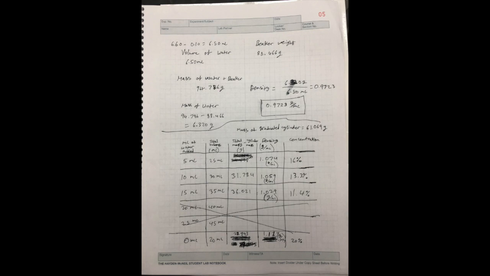We added 5 more milliliters, giving us 10 milliliters of water, 30 milliliters of total volume, giving us a 13.3% concentration and a 1.059 grams over milliliters density. We added 5 more milliliters, giving us 15 milliliters total in water, 35 milliliters total volume, giving us an 11.4% concentration and a density of 1.029 grams over milliliters. Notice our density and our concentration became less and less as we added more water, aka a dilution.